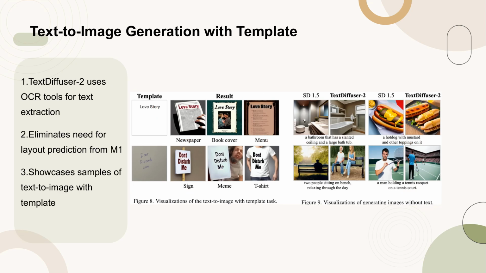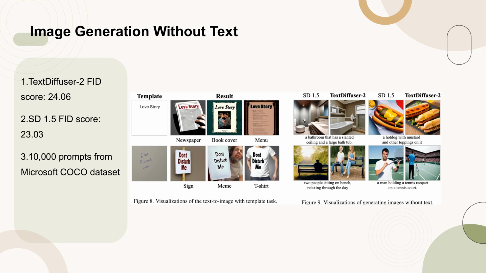Figure 8 presents visualizations of the text-to-image generation with template task using TextDiffuser-2. This task involves using existing OCR tools to extract text information from a provided template image, such as printed, handwritten, or scene text images. The extracted text is then directly fed into the diffusion model as a condition, thereby eliminating the need for layout prediction from the language model M1. The figure showcases several samples demonstrating this capability, highlighting the efficiency and direct application of TextDiffuser-2 in generating images from text templates.